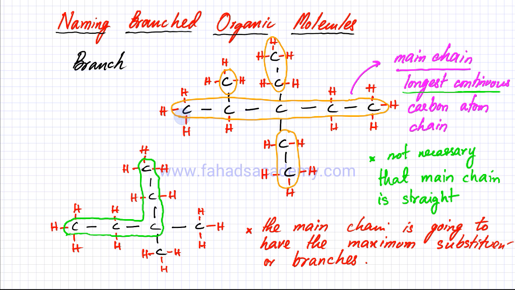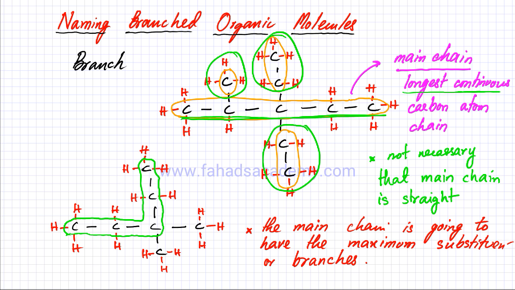I took this as my main chain, the one that I'm highlighting in green. And this main chain had how many substituent groups or branches attached to it? It had 1, 2, and 3 branches attached to it. Now, that was the main chain that we decided for that particular molecule.